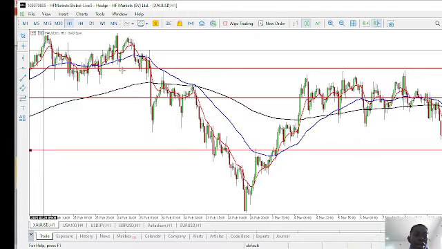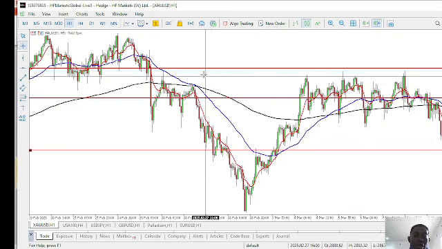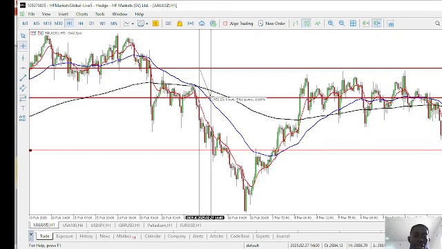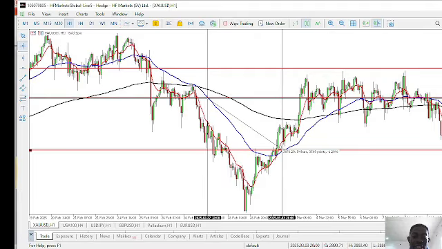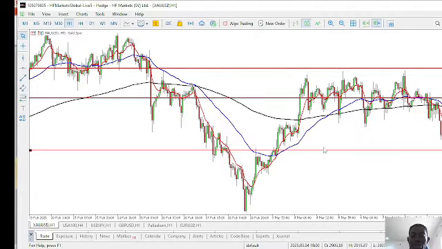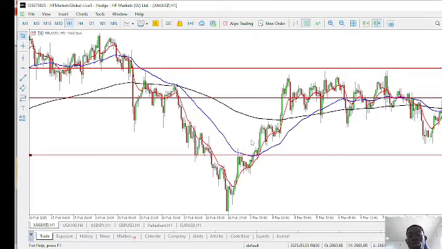And so now my risk is 202 pips, and then my profit is 358 pips. Then it has crossed up again.